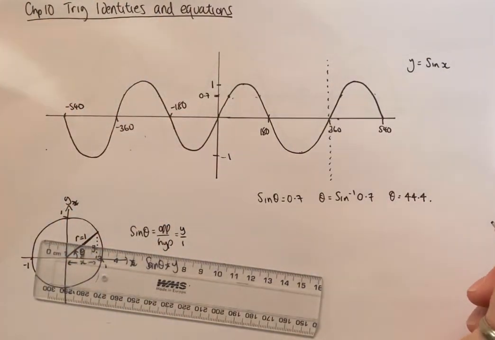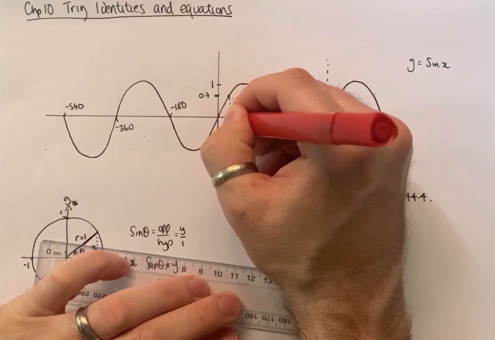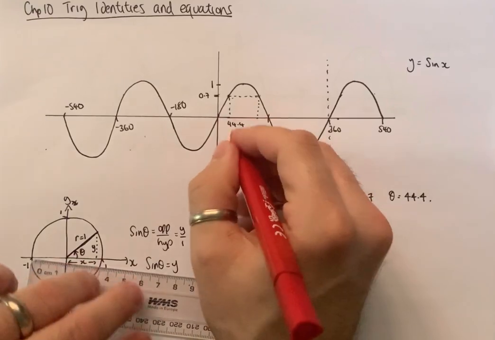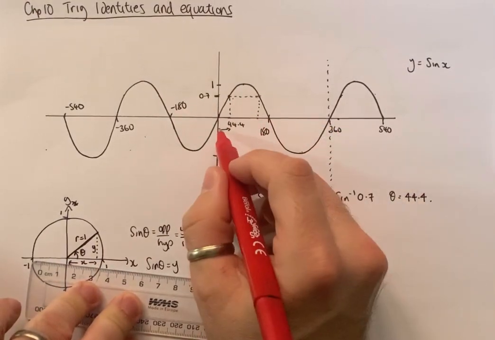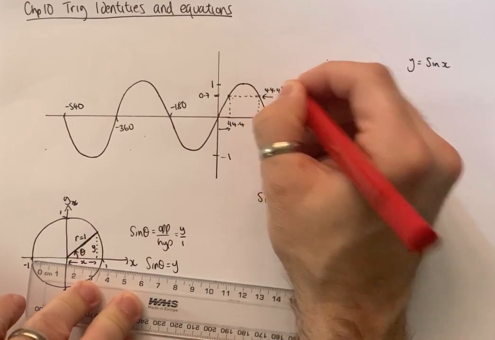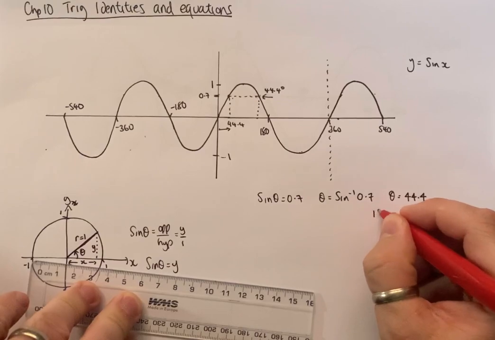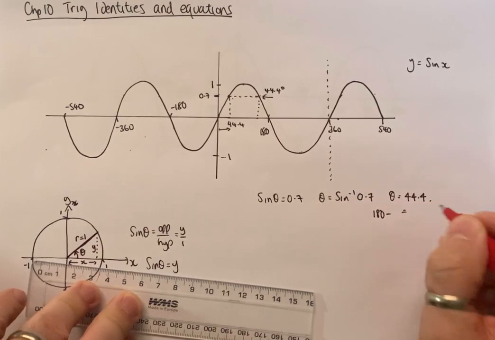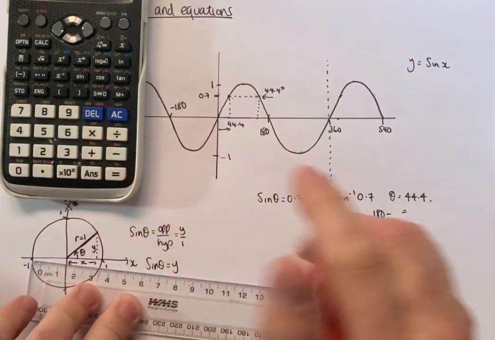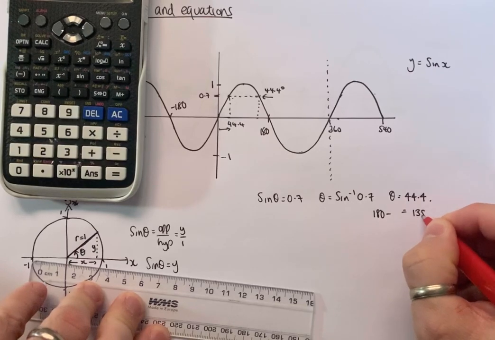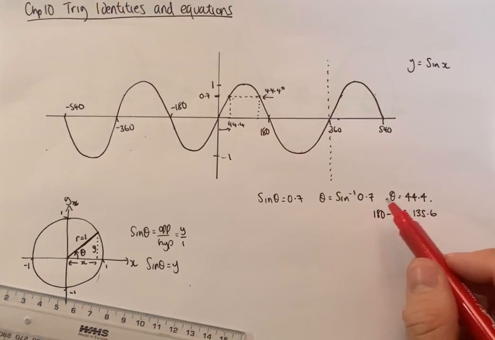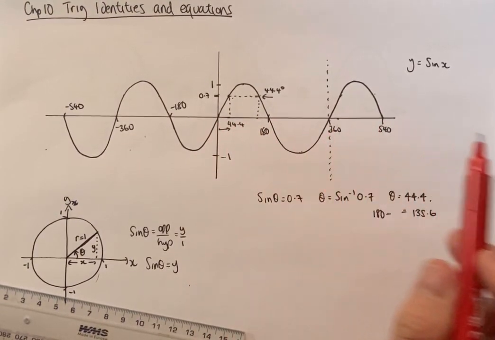Right, so then if we want to work out this angle here, if it's 44.4 degrees in from 0, it's going to be 44.4 degrees back from 180. In other words, just take away from 180. That's 135.6. So that gives you the two angles of the ratio of 0.7 in between 0 and 360.